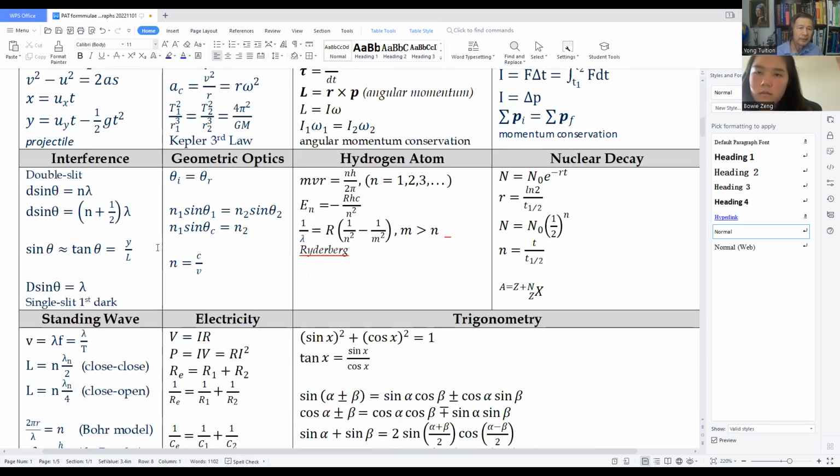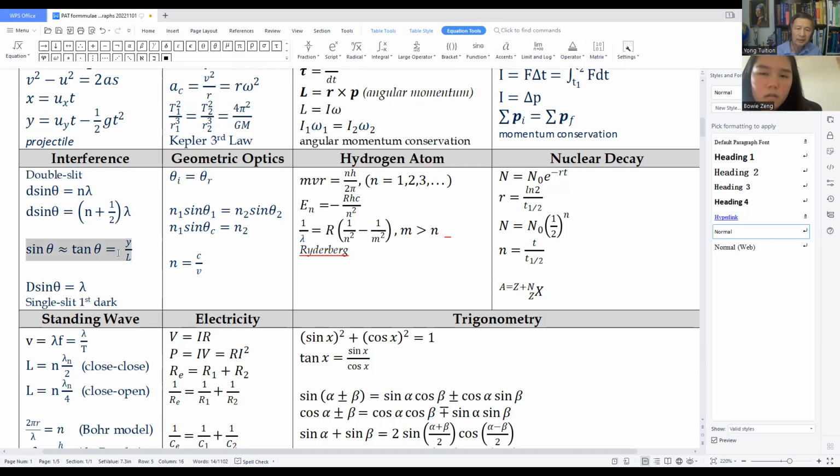Let's go to interference. Basically, they are dealing with two types of interference. One is the double slit. I think they should ask this question. So I put the double slit formula here. The first formula gives you the constructive pattern, and the second gives you dark, the destructive. And this is a small angle approximation, so you can work out how far the dark or bright position is from the central line. What are y and L? y is the distance from the central line.